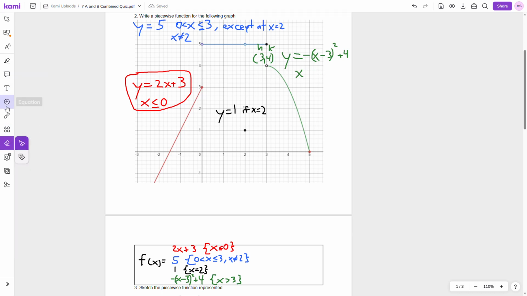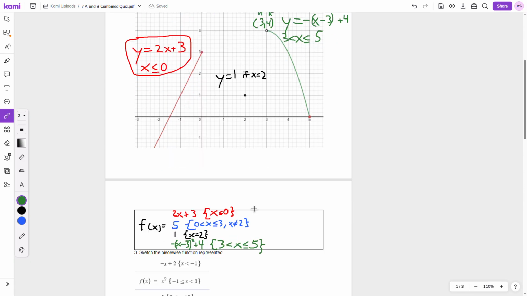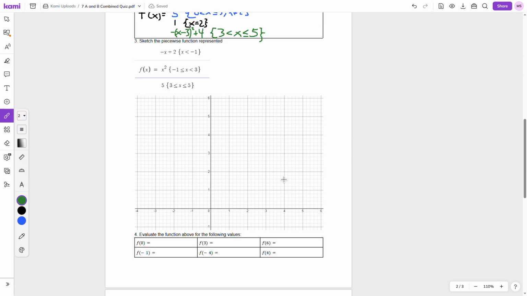We're going to modify this domain here a little bit. X is between 3 and 5, where we include the 5. And so that's going to change our answer down here as well. So this is going to be 3 ≤ x ≤ 5. Fantastic. Okay. Well, so now we have that.